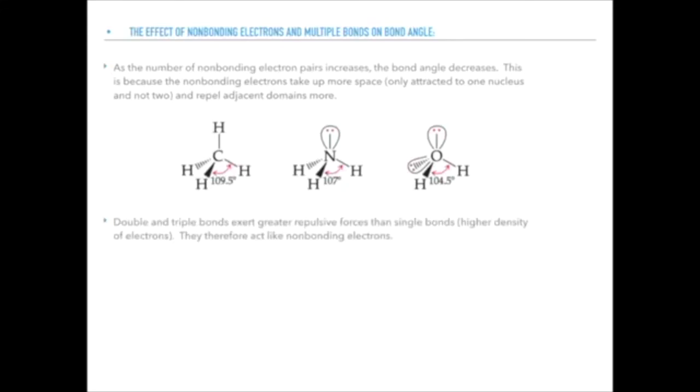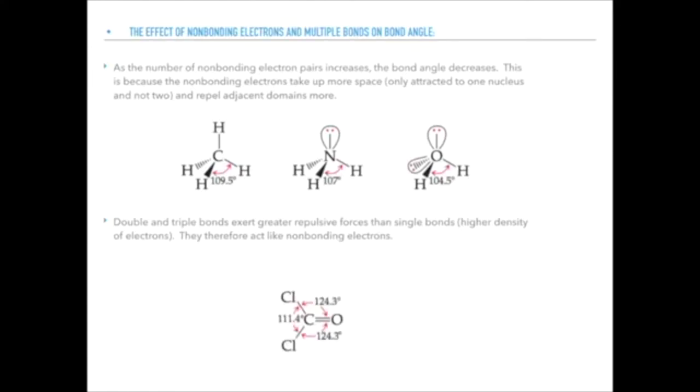The last thing you can do to bond angle is you can have multiple bonds. Well, a double bond or a triple bond, they actually exert greater repulsive forces than single bonds do, and that's because they have a higher density of electrons. They're sharing more electrons between them. And therefore, they're going to act kind of like non-bonding electrons where they are repelling adjacent atoms.